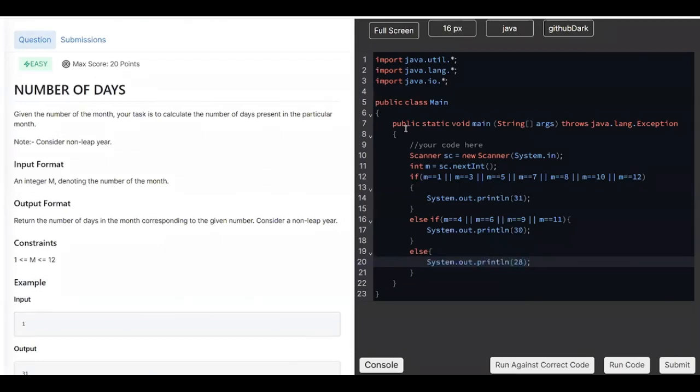Why 28? Because it has been told to us to consider a non-leap year. If it would have been told to you to consider a leap year, then for February you would have 29 days. But for a normal year, February will have 28 days. So guys, let's try to take an example.